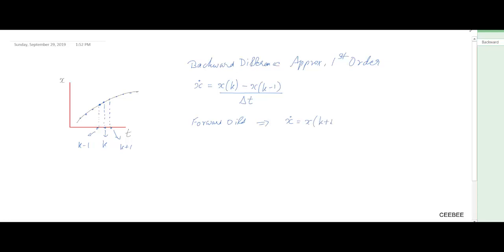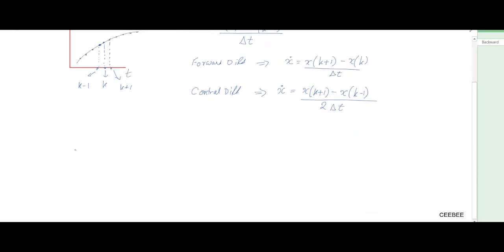Now we use a forward difference method. Use the point ahead of k, which is k plus 1, and you subtract x at k from it, and divide by delta t. The central difference is x k plus 1 minus x k minus 1, over 2 delta t, because the distance between those two points is 2 times delta t. This is a very good way to solve any differential equation.